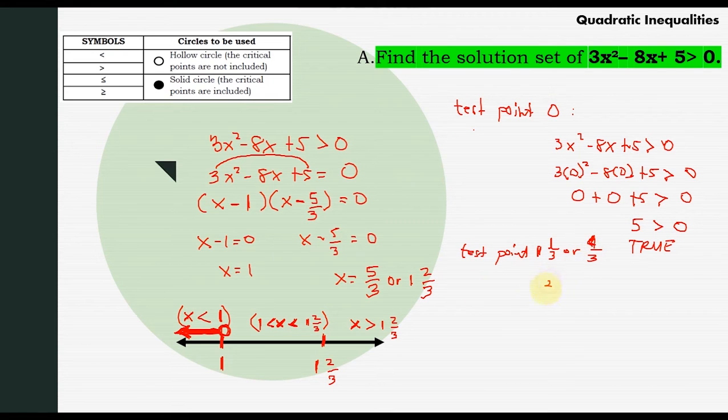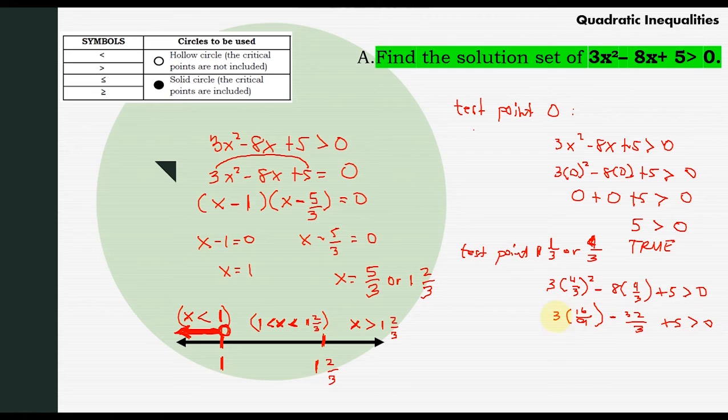So again, let's directly substitute it on our original inequality. So we can have here 3 times 4/3 squared minus 8 times 4/3 plus 5 is greater than 0. So let's solve for this one. So this is going to be 3 times 16/9 minus 8 times 4 is 32/3 plus 5 greater than 0.